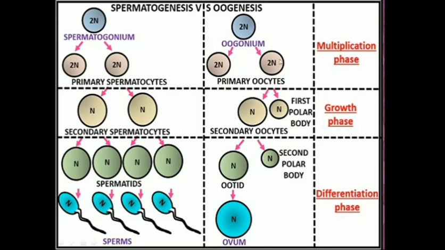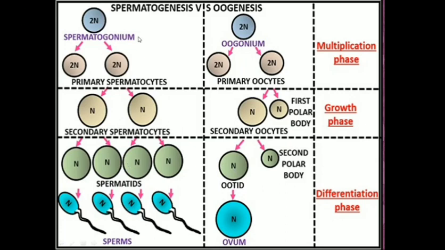In the growth phase, in spermatogenesis, the primary spermatocyte undergoes division resulting in the formation of secondary spermatocyte. Here, the primary oocyte undergoes first meiotic division resulting in the formation of the first polar body and a secondary oocyte. And in the differentiation phase, the secondary spermatocyte again divides resulting in the formation of spermatids. Here, the secondary oocyte divides to form ootids, which later transform into a functional ovum. Here, this transforms into a functional sperm.